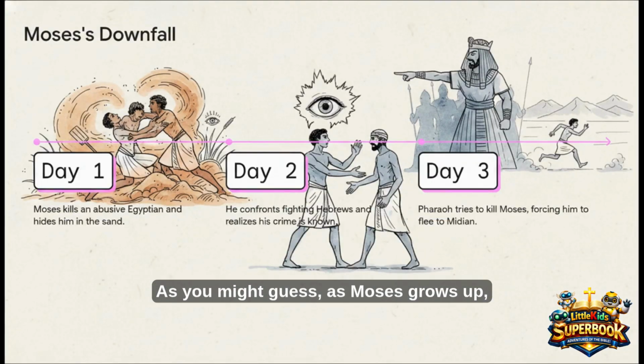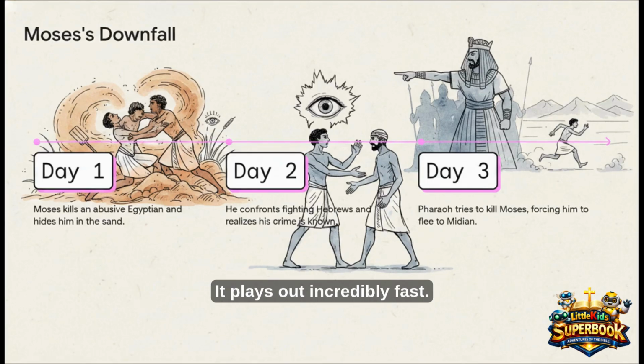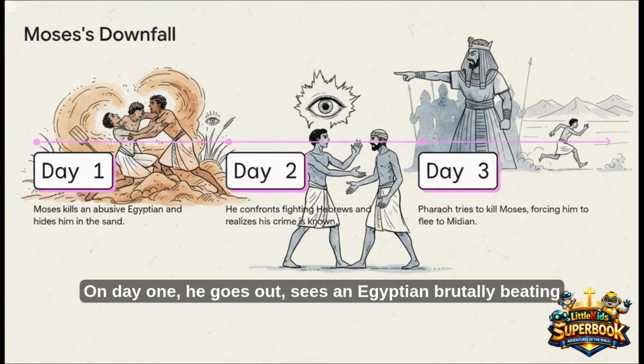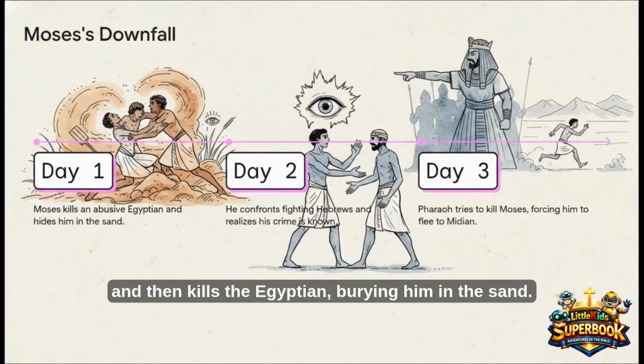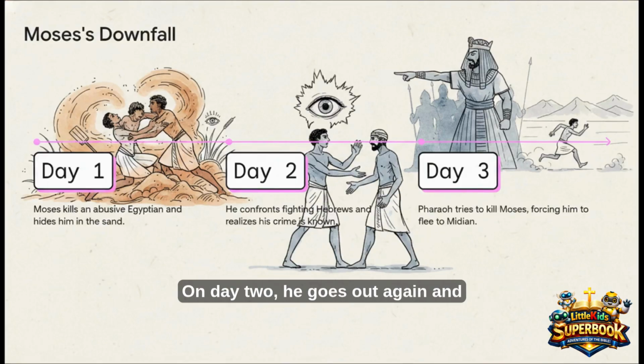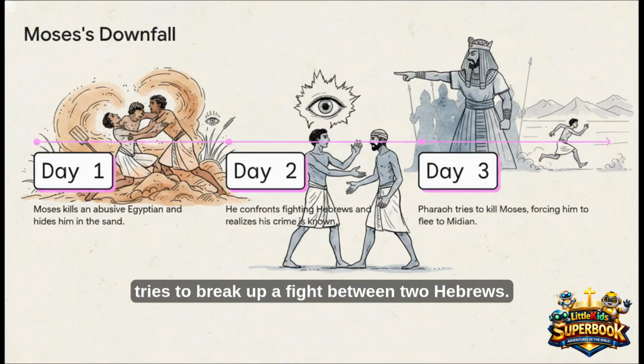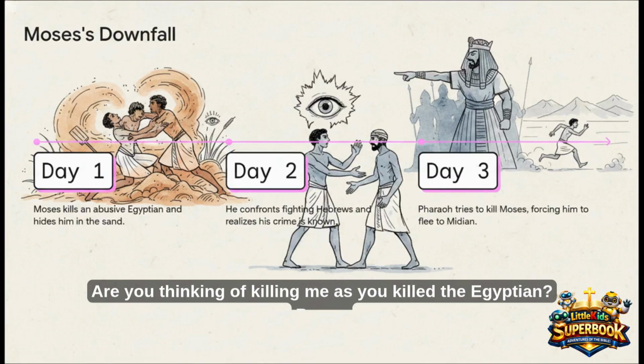As you might guess, as Moses grows up, the tension of this dual identity violently snaps. It plays out incredibly fast. On day 1, he goes out, sees an Egyptian brutally beating a Hebrew slave, checks to make sure no one is watching, and then kills the Egyptian, burying him in the sand. On day 2, he goes out again and tries to break up a fight between 2 Hebrews. But one of them snaps back at him, saying, "Who made you ruler and judge over us? Are you thinking of killing me as you killed the Egyptian?"